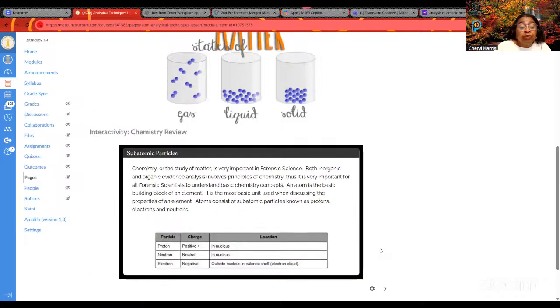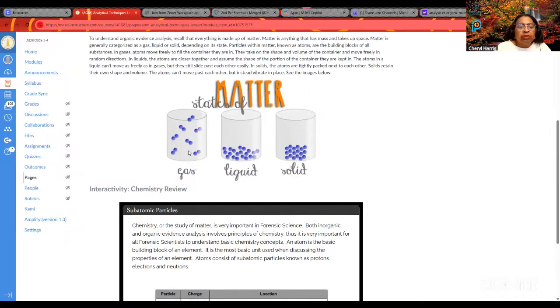So again, if you've done a little bit of chemistry or even physical science when you were little, you learned that everything is made of molecules and molecules are made of atoms. And the structure of an atom is protons, neutrons, and electrons. So this is a little chemistry lesson right here. Basic chemistry.